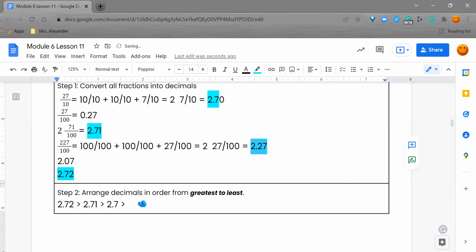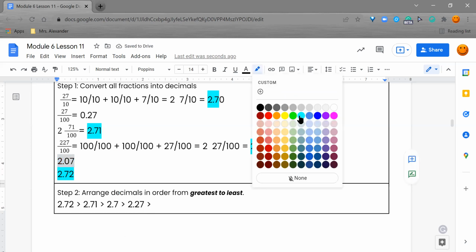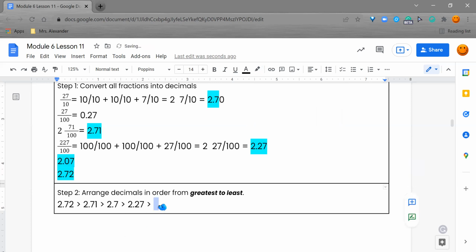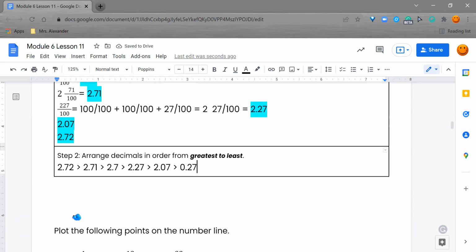And I'm just highlighting, ladies and gentlemen, to remind me that I've already used it. And then I'm going to go 2.07. And then my last one, 0.27. All I did was use all the numbers and make sure I highlighted them so that we could see which ones I've used. Now I'm going to go ahead and move down to our next thing.